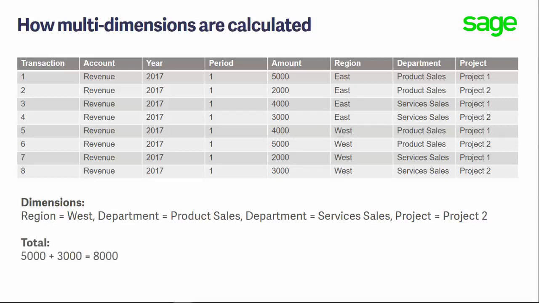Here, the amounts of all transactions where region equals West and department equals product sales or services sales and project equals project 2, after any other filters have been applied, will be added up, giving a total of 8,000.